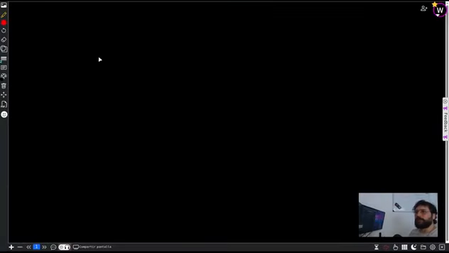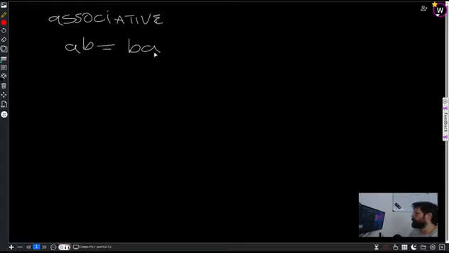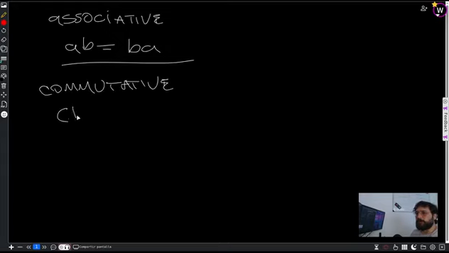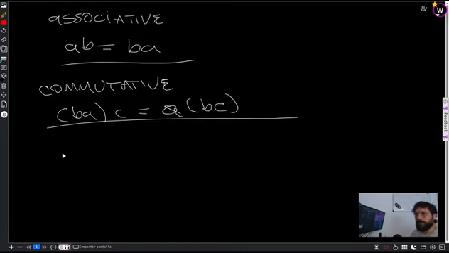Okay, the first similarity we find between additions and multiplications is that they both are associative. To recap, this means that a times b is equal to b times a. And they are also commutative. This means that if we have something like b times a times c, we can express it also as a times b times c. One extra property that multiplication has is that it is distributive.